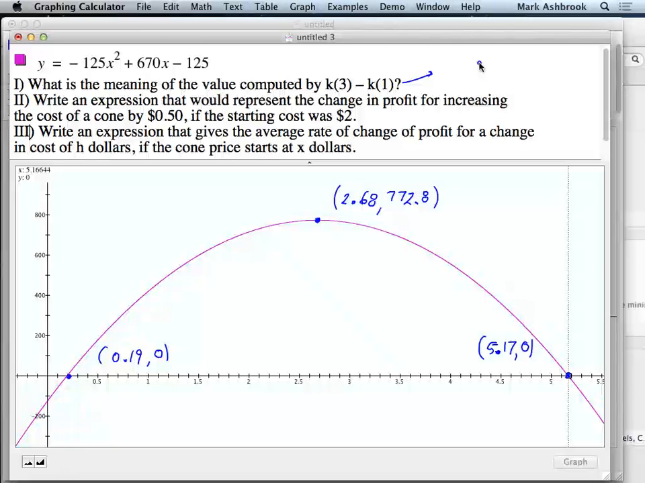Perfect. Excellent. Second one. What expression would represent the change in profit for increasing the cost of a cone by 50 cents if the starting cost was $2? Somebody knew. How could we write an expression? Evan. Okay. Nice and loud. You done? Is that it?